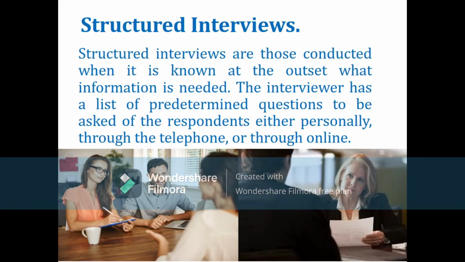A structured interview is basically a well-planned interview. The structure is already developed by the researcher, and structured interviews are those conducted when it is known at the outset what information is needed. The interviewer has a list of predetermined questions to be asked of the respondent, either personally, through telephone, or online. A complete list of questions for the interview is already prepared by the researcher, the interviewer.